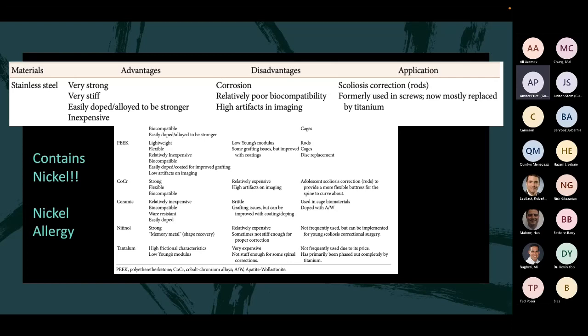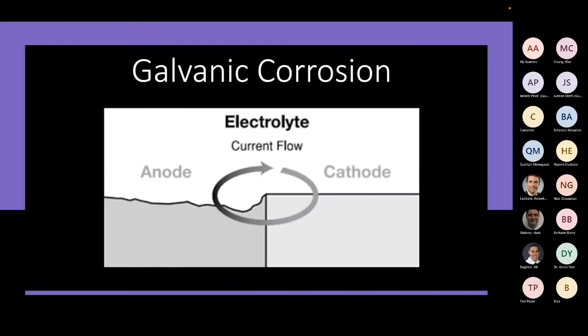So it's not something that you would want to use in patients who have nickel allergies. And it also is very susceptible to corrosion and has poor biocompatibility. So galvanic corrosion is something that we have to think about when we think about mixing metals, especially in spine, when you talk about connecting screws to rods.